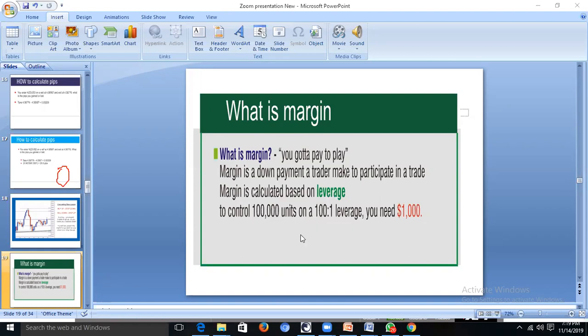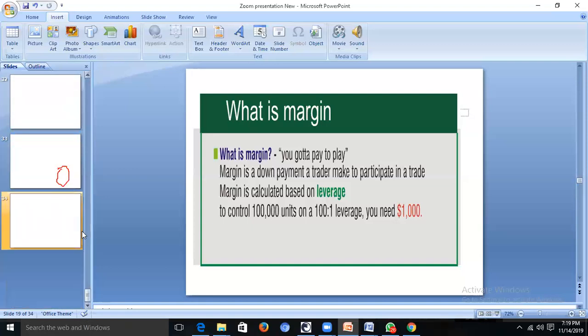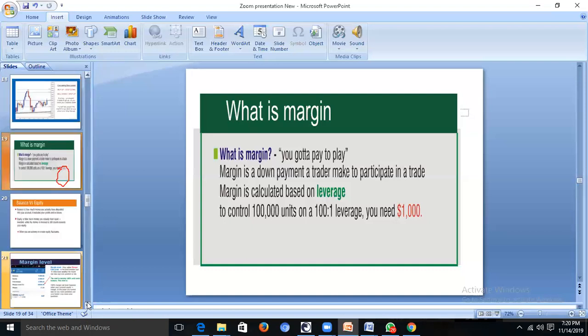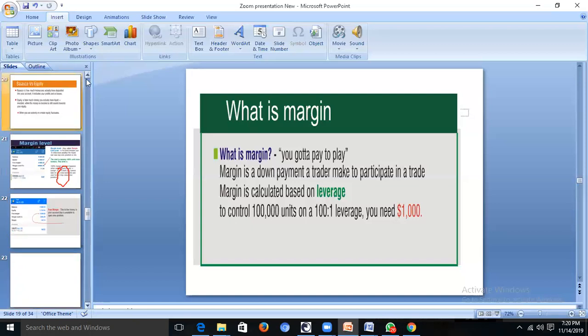Now, leverage. Let's talk about leverage. I don't have a slide for leverage. Okay, I think there's no. I'm supposed to have a slide for leverage. Okay, since I don't have a slide for leverage.